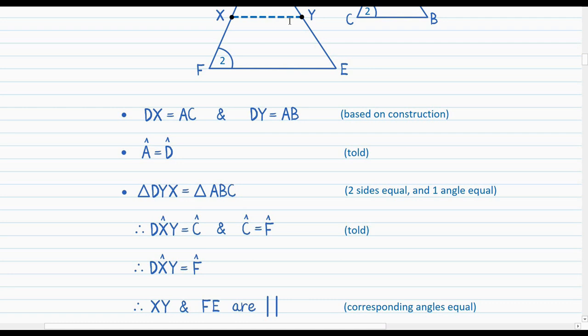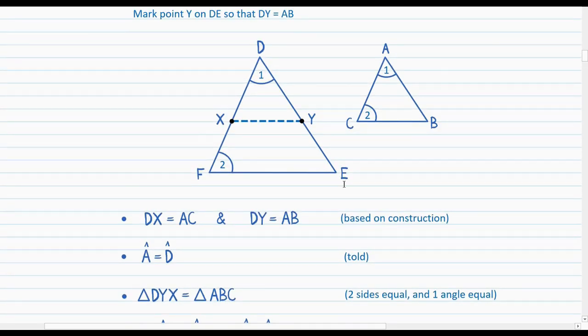And since XY and FE are parallel, we can apply some knowledge we just gained from the previous section related to proportionality of triangles. And that's by using the proportion theorem, which stated that a line drawn parallel to one side of a triangle divides the other two sides proportionally. Therefore, we can confidently say that DX over DF will be equal to DY over DE.